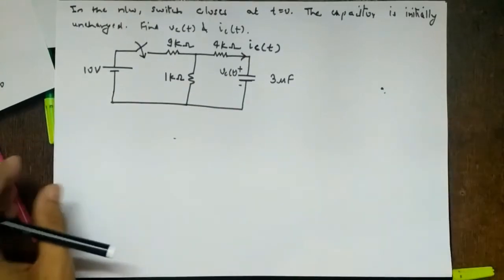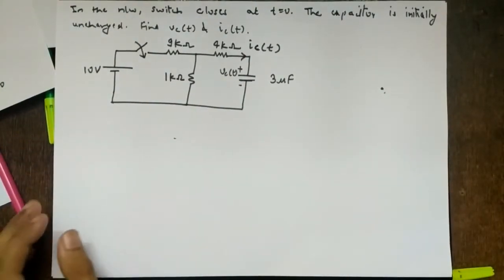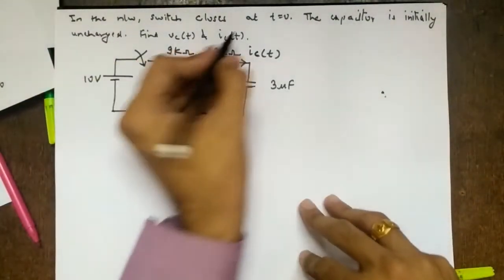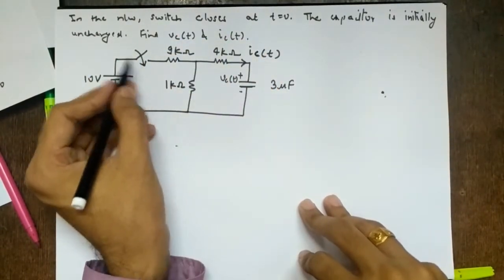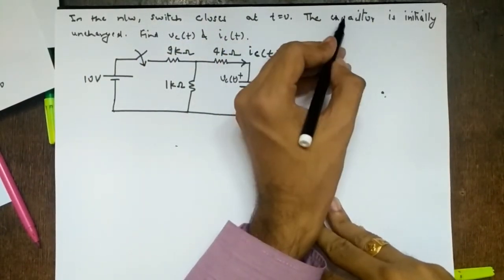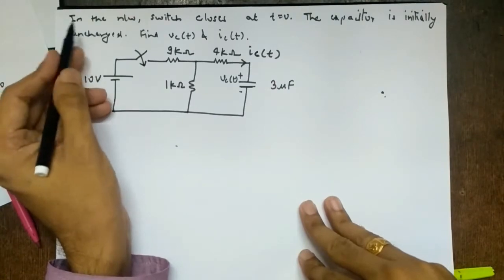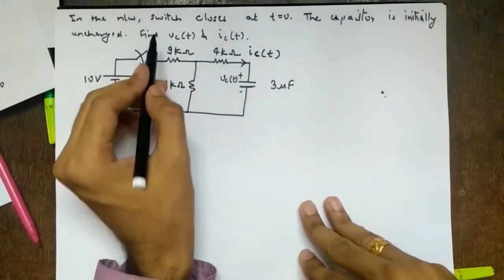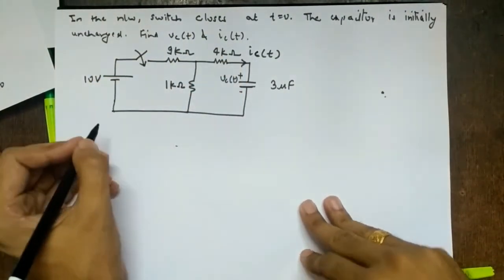So let's finally go to this sum. I skipped it a while ago. In the network shown in figure, the switch closes at t equal to 0. The switch is initially open and the capacitor is initially uncharged. So they have given Vc of 0 minus is 0. So you don't have to think. Find Vc of t and Ic of t.